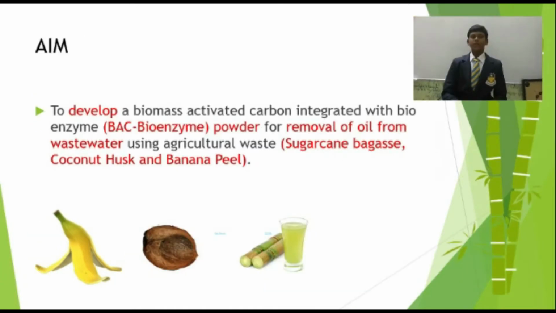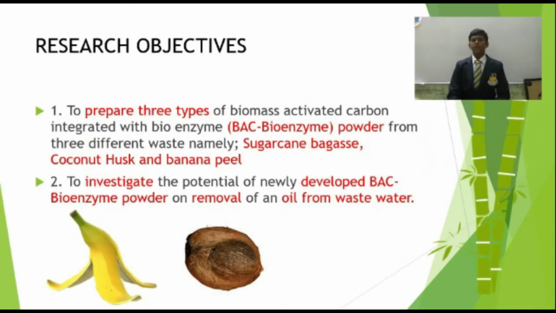Our aim is to develop a biomass activated carbon integrated with bioenzyme for the removal of oil from wastewater using agricultural waste, namely coconut husk, sugarcane bagasse, and banana peel. Our research objectives are to prepare three types of biomass activated carbon integrated with bioenzyme from three different wastes, namely sugarcane bagasse, coconut husk, and banana peel, and to investigate the potential of the newly developed BAC bioenzyme powder on removal of oil from wastewater.